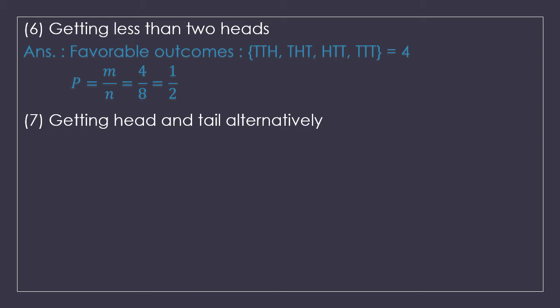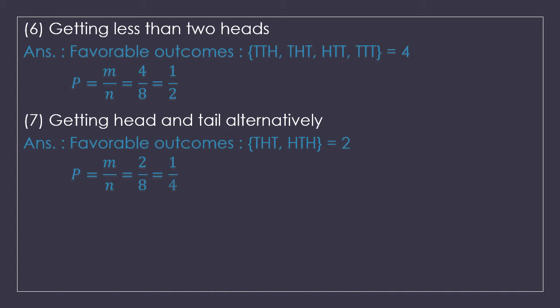We will take the question number 7. Seventh question is getting head and tail alternatively. So either we start with tails and get THT, or start with heads and get HTH. So 2 outcomes are there. So the probability will be 2 upon 8 and simplification will be 1 upon 4. Always remember, in the sums of probability, simplify them but keep them in fractions as far as possible.